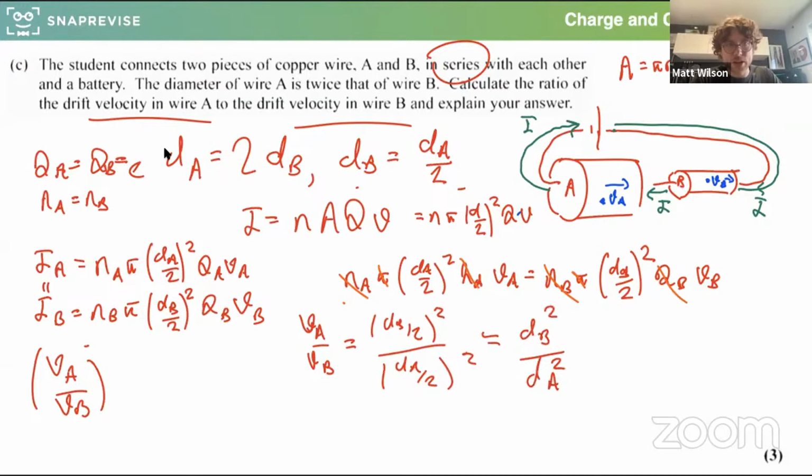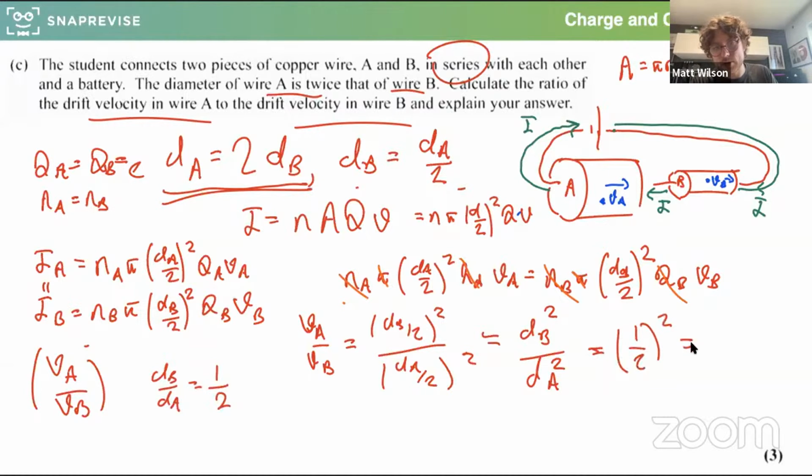They wanted us to calculate the ratio of these two things. We know the ratio dB over dA. Why? Because it's here. dA equals 2 dB. They told us diameter of wire A is twice that of B. So dB over dA is actually 1/2. Yes, that's the right way around. It's 1/2. So this is the same as 1 over 2 squared, which is 1 over 4. So final answer, VA over VB equals 1 over 4. And that's our final answer.